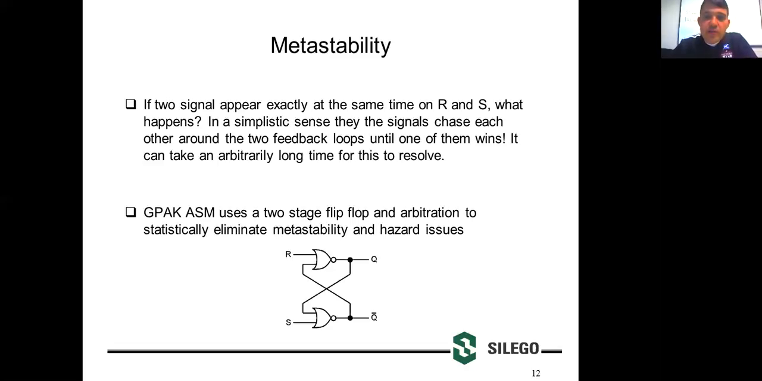There are ways to eliminate metastability. One is by using two-stage flip-flops and then using an arbiter, basically, which decides which signal has priority. And we can statistically eliminate any metastability or hazard / race condition issues.